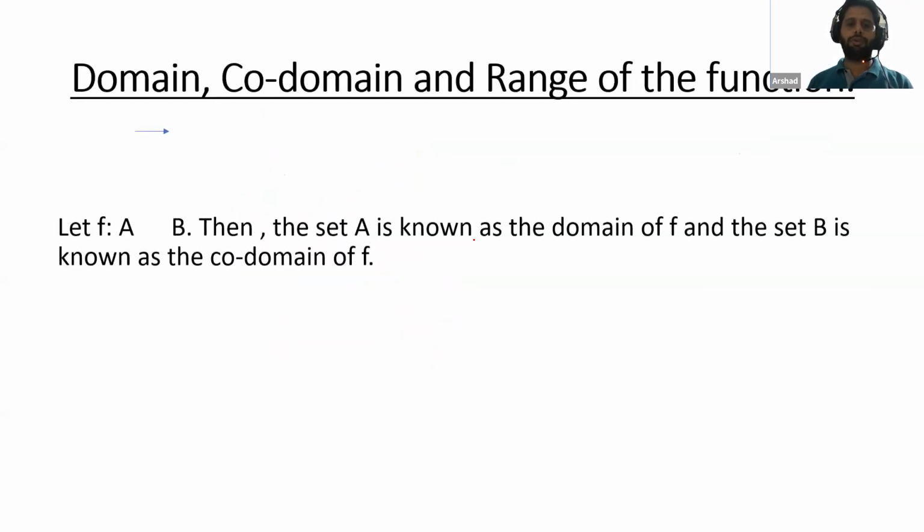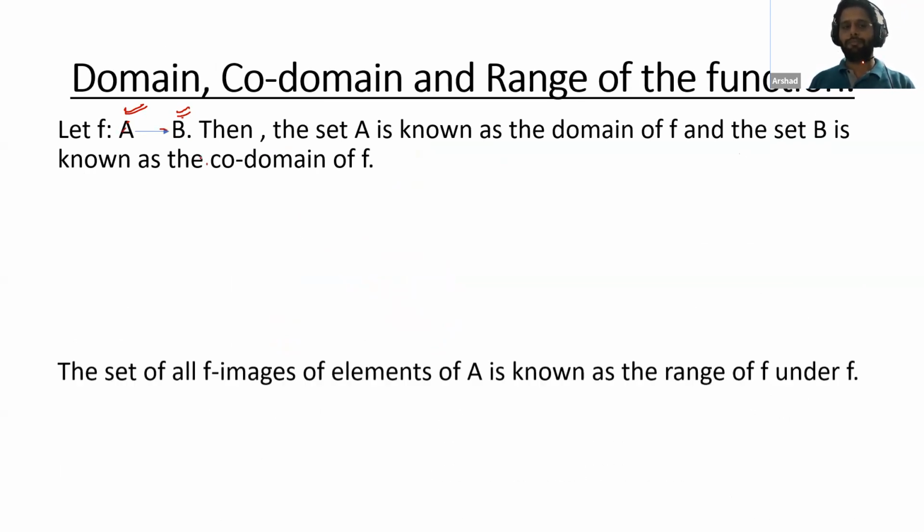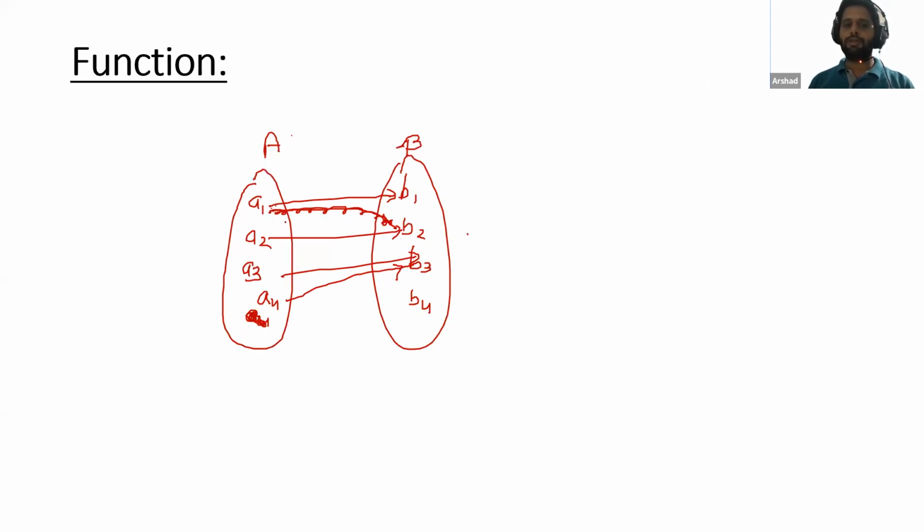Now, what are domain and codomain? If f is a function from A to B, then the complete set A is called the domain of f, and the complete set B is called the codomain of f. Set A is the domain, set B is the codomain. What is the range? The images of elements of set A. Taking the previous case, A1 is linked with B1, so B1, B2, B3 are the range of this function. The images of A1, A2, A3, and A4 are the range of the function.